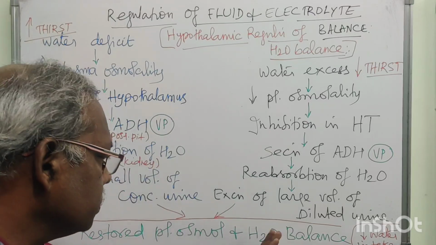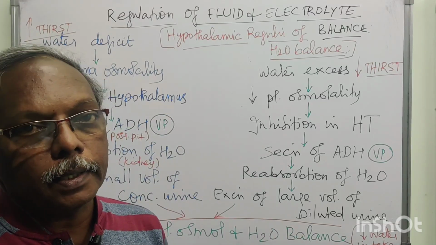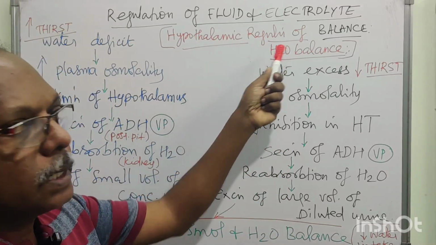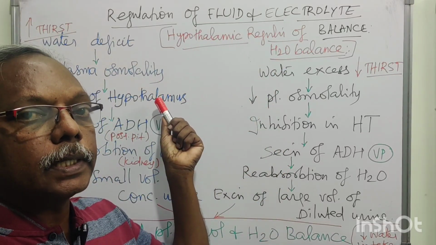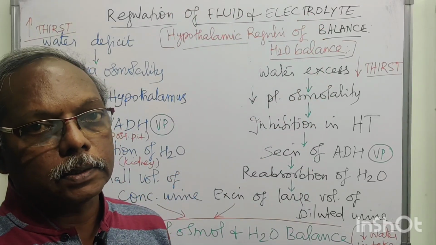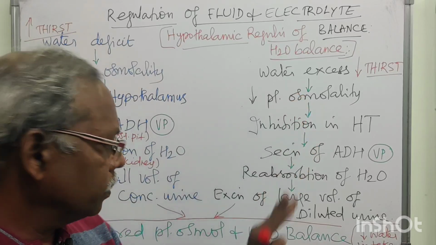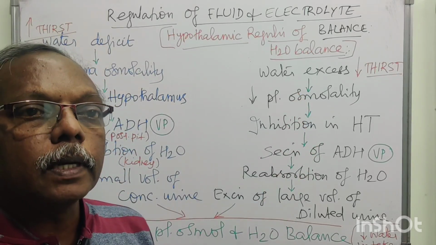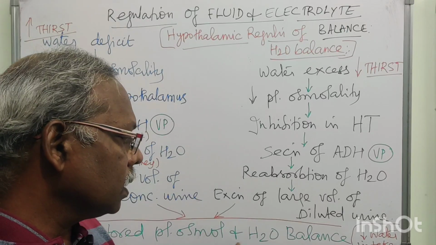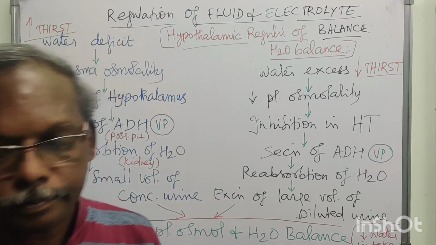These two mechanisms finally maintain the plasma osmolality and water balance. So, hypothalamic regulation as well as the role of ADH in regulation of fluid and electrolyte balance. You have to write two separate mechanisms. Finally, you have to mention the restoration of plasma osmolality as well as water balance.